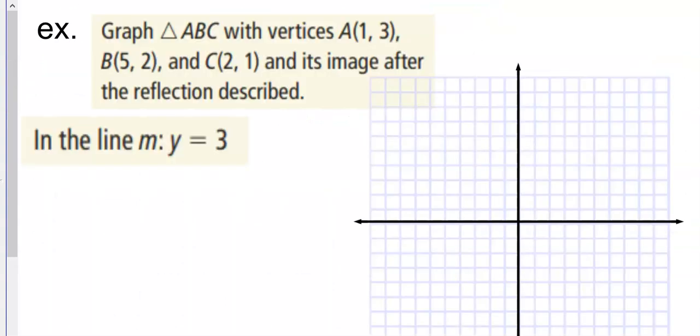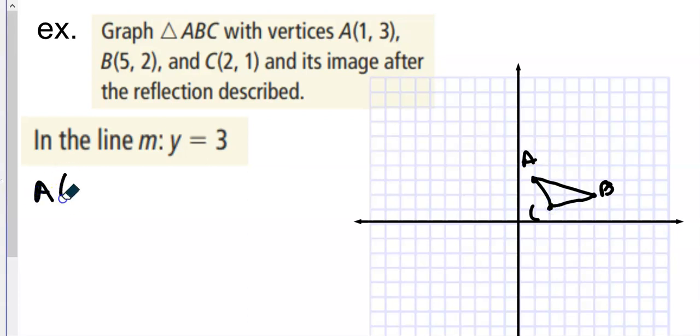All right. So let's talk here about a triangle. So this one, they didn't actually give you the original image. So let's just go ahead and graph that first. We have triangle ABC with vertices 1, 3, 5, 2, and then 2, 1. So A, then B, then C. And there's my original triangle.